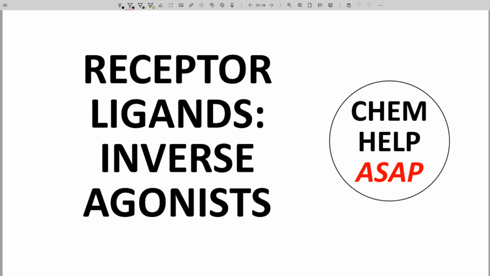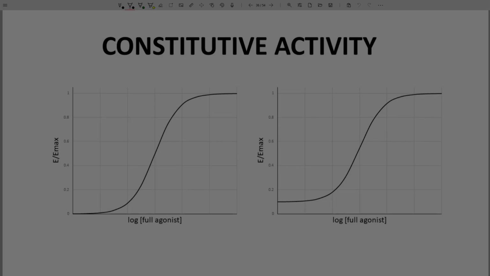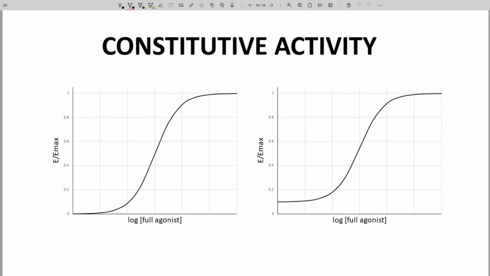We're now set to discuss an odd type of receptor ligand, the inverse agonist. To understand inverse agonists, we need to talk about an idea called constitutive activity, a property that is observed in some receptors. On the left is a typical ligand response curve for a full agonist.